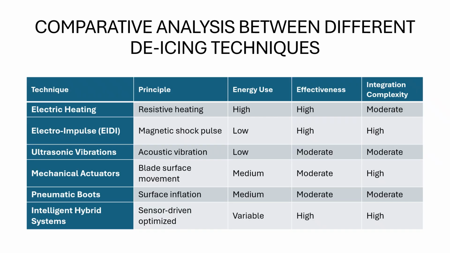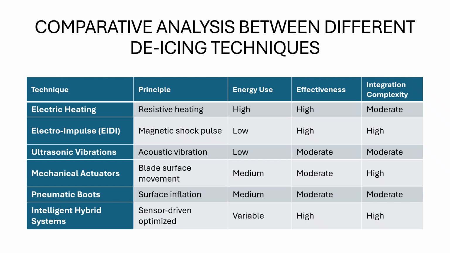So here we have a comparative analysis between the different de-icing techniques. We can see that the table is divided by the name of the technique and their principle, their energy use, the effectiveness, and integration complexity, which is a major part of this system. In terms of electric impulse, the principle is a magnetic shock pulse, their energy use is very low, their effectiveness is very high, and the integration complexity is high because it depends on the blade design too. For ultrasonic vibration, the principle is acoustic vibration, the energy use is low, the effectiveness is moderate, and the integration complexity is moderate too.